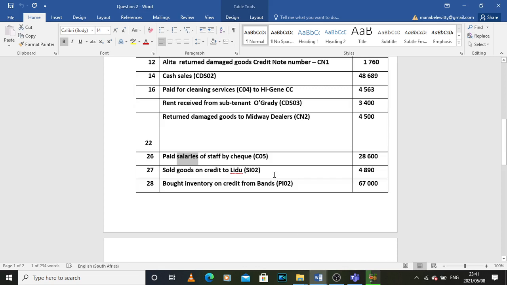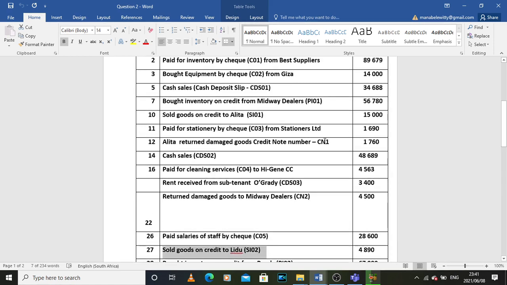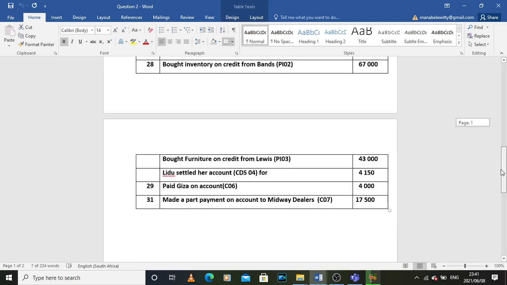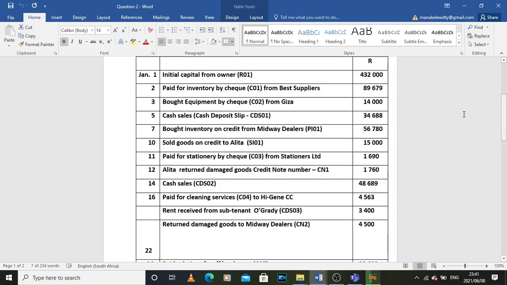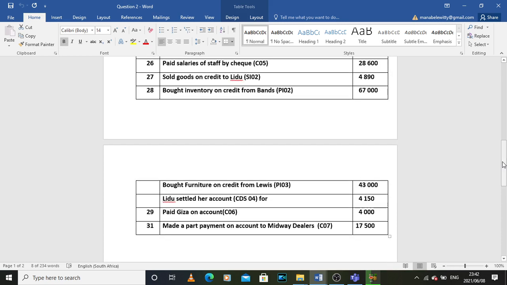Going downwards, sold goods on credit. We came across these transactions, same calculations. Sold goods on credit, different customers, same recordings. Bought inventory on credit. We bought something on credit, same calculations. We bought inventory on credit from Midway. Still we are buying inventory on credit from Bands, same recordings. Bought furniture on credit, same recordings. The difference is that your item now is furniture, it's no longer inventory.